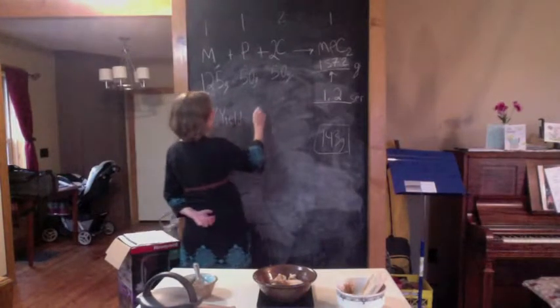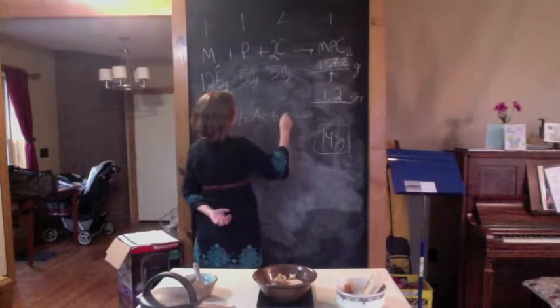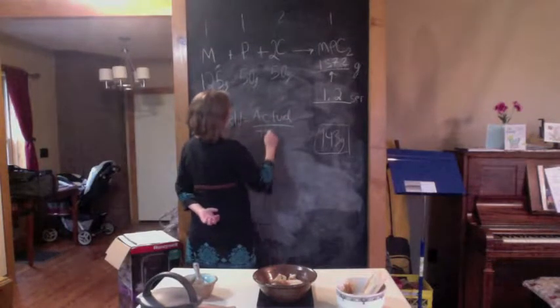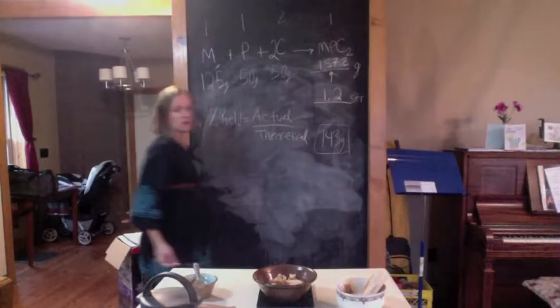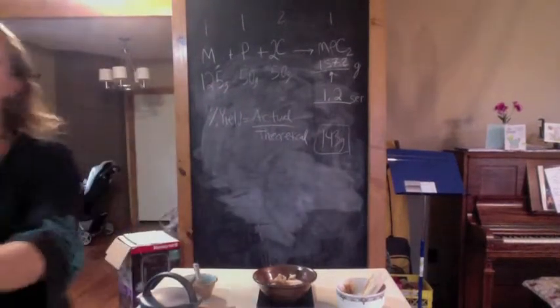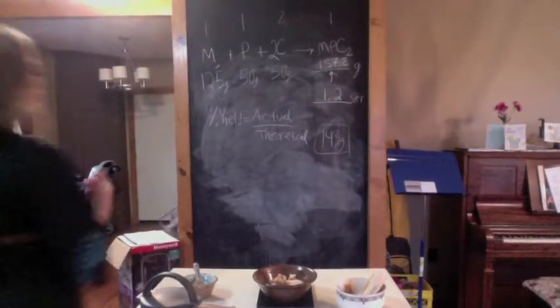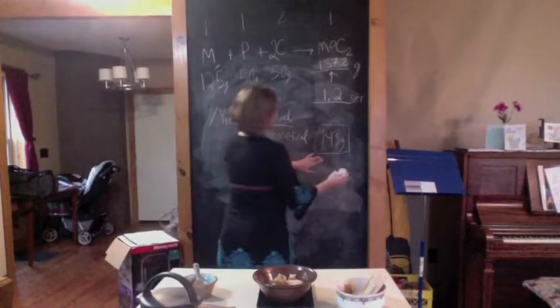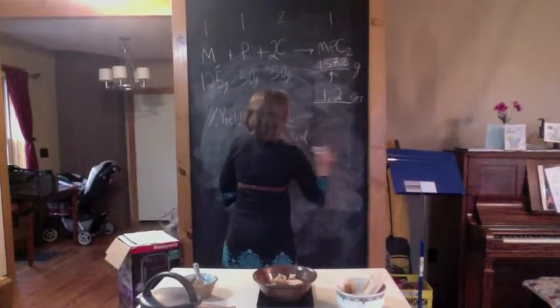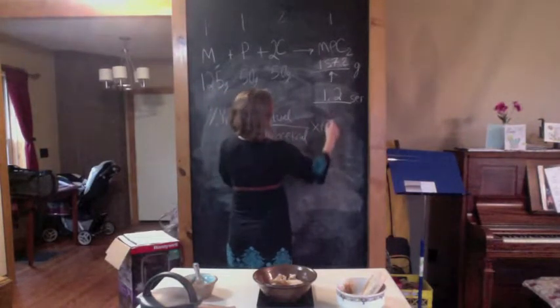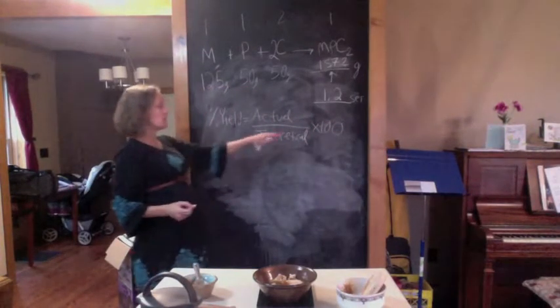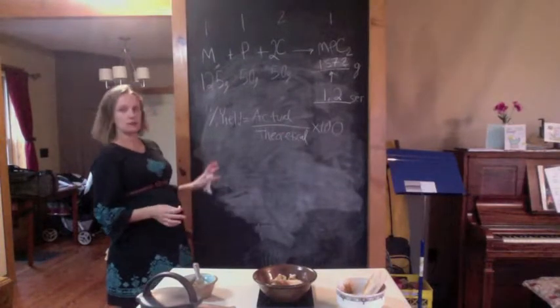is your actual mass over your theoretical mass times 100 to make it into a percent. So basically, here this was our actual mass, 143. We're going to put our actual mass over our theoretical mass and multiply by 100 to give us a percent.